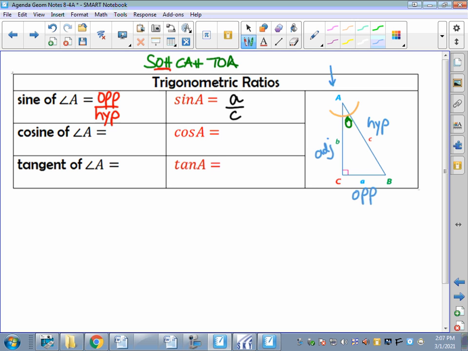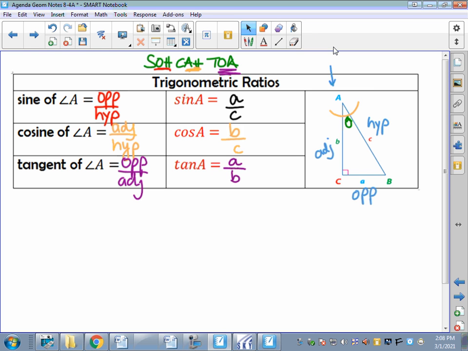I'm going to actually find those and I'm going to put those in. So cosine of A, cosine is A over H, so adjacent over hypotenuse. When I look for adjacent over hypotenuse, adjacent is b over the hypotenuse is c. And tangent of angle A, so tangent is opposite over adjacent. I know you just wrote these down, but you cannot write them enough because it helps you to remember. So tangent, I'm going to go to my angle A. I'm going to find my opposite a over my adjacent b.